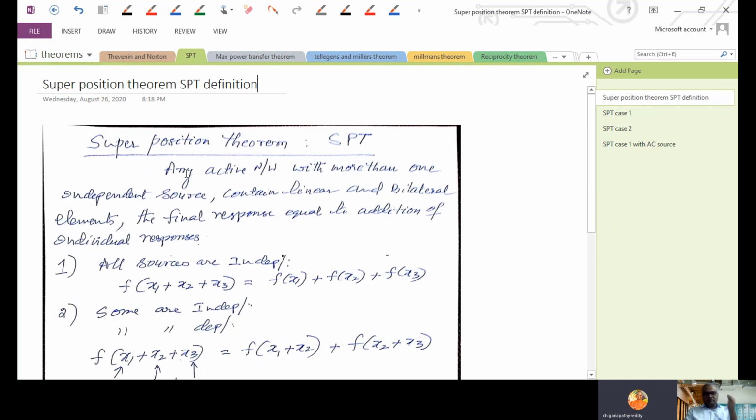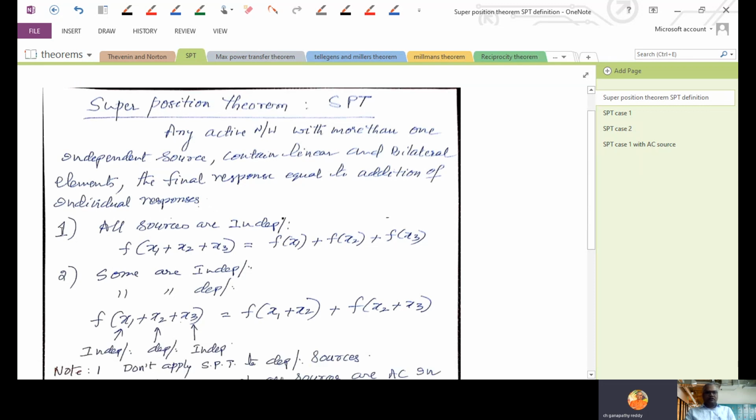So what is the definition? Any active network with more than one independent source, containing linear and bilateral elements. It should contain linear elements. The superposition theorem is applicable to linear and bilateral elements. The final response is equal to the addition of individual responses.